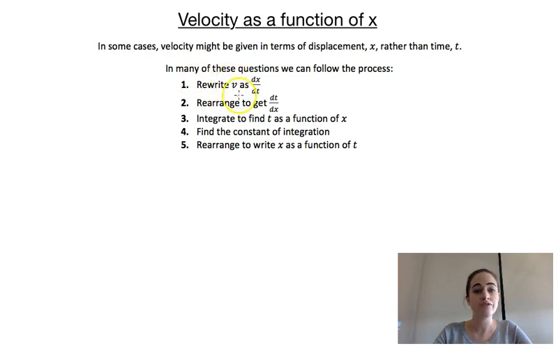So we're going to rewrite velocity v as dx/dt. Then we can find the reciprocal of that to find dt/dx, so finding t in terms of x. And then we're going to integrate that to find t as a function of x. Once we've got that, we need to use the other information that we're given to figure out what the constant of integration is. And once we have that, then we can rearrange that whole equation to make x the subject so that we have x as a function of t. So let's have a look at what that looks like in an example.